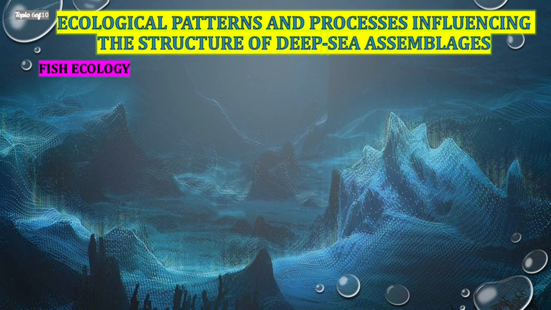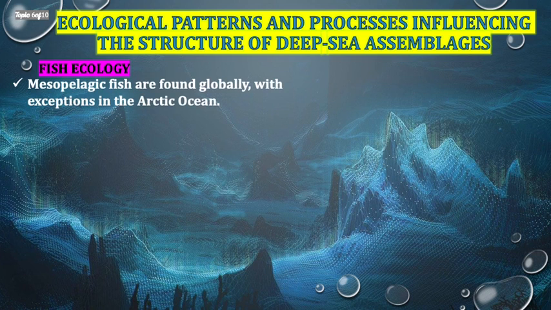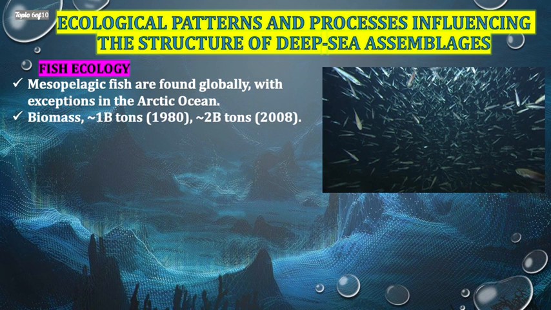Okay, so the topic about fish ecology in the deep sea is actually a very broad topic about the ecology of the deep sea community, but I chose to include this subtopic here just to give you a bit of information about this interesting component of deep sea ecology. So the mesopelagic zone is home to a significant portion of the total fish biomass on Earth. So the mesopelagic fishes are found almost all around the oceans of the Earth, except for the ocean in the Arctic.